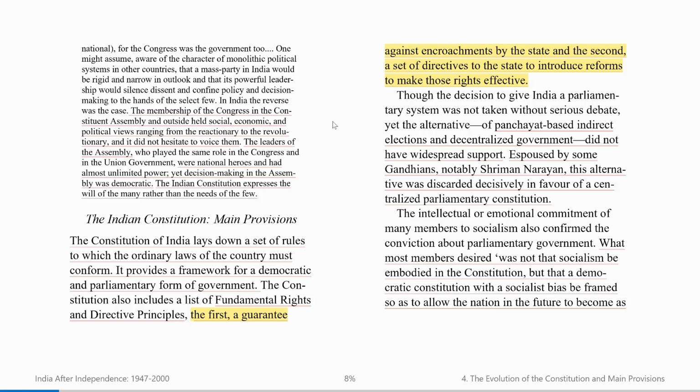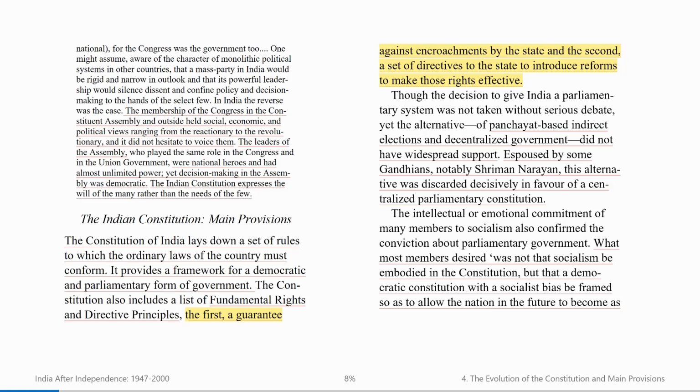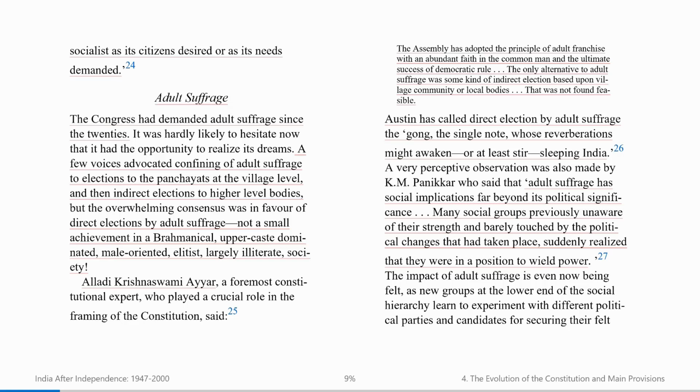The intellectual and emotional commitment of many members to socialism allowed that yes, we should have socialism. But most members desired that socialism should not be embodied in the constitution, that a democratic constitution with a socialist framework should be framed. You'll find a lot of DPSPs are socialist in nature, especially Article 39, framed to allow the nation to become socialist as and when it wanted to be, whether the citizens desired it or not, though basically they are giving too much credit to the citizens of India maybe. Then we have the next question, whether we should have adult suffrage.